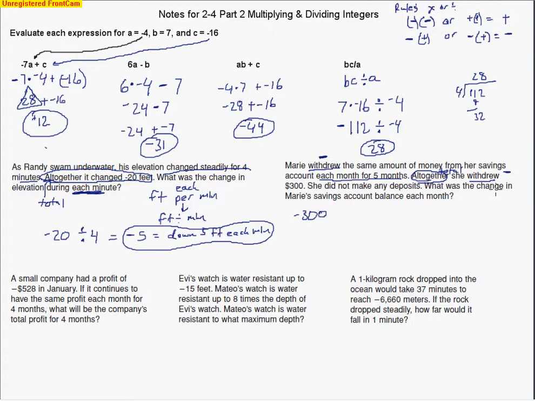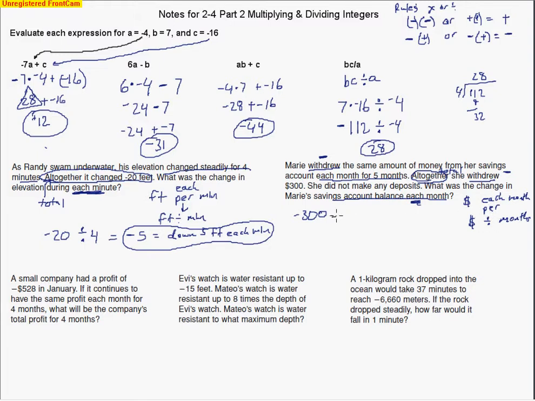What was the change in Marie's savings account each month? Okay, so savings account each month. When you see the word each, that tells us that we have a division problem. So the amount of money each month, or sometimes you're going to see the word in place of each as per month. It means the same thing. So basically we're going to divide the amount of money by the number of months. So that's our formula that we see. So when you see the word each, think of division.